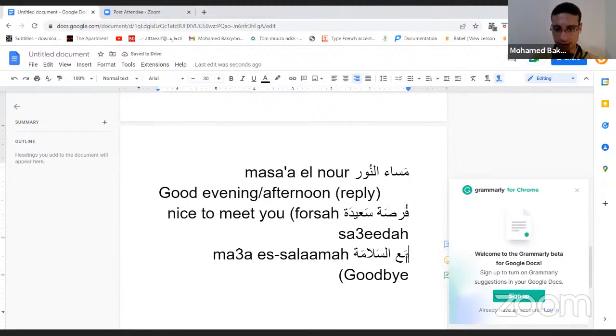So ma, here with this short vowel, مع السلامة. Here again, I have this lam when it's followed by an alif. It's written like this. And this letter, تاء مربوطة, when you find it at the end of the word, this means that this word is feminine. This is the marker of a feminine word. So مع السلامة means goodbye.